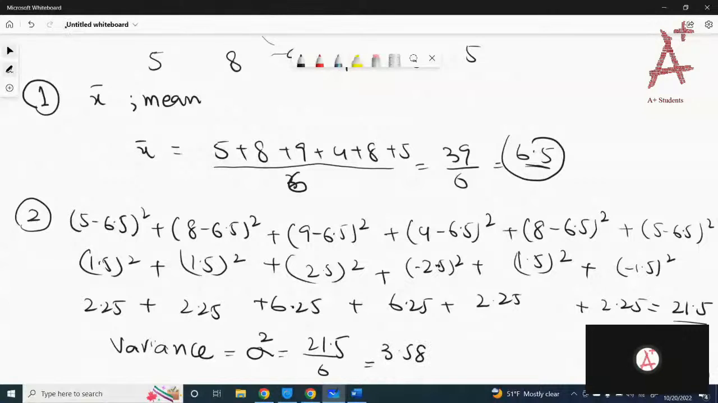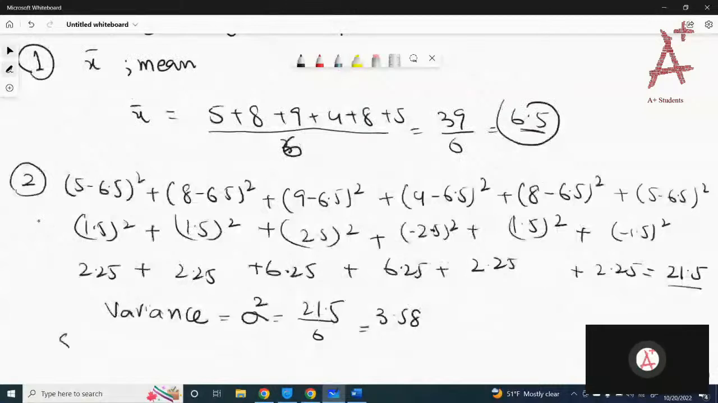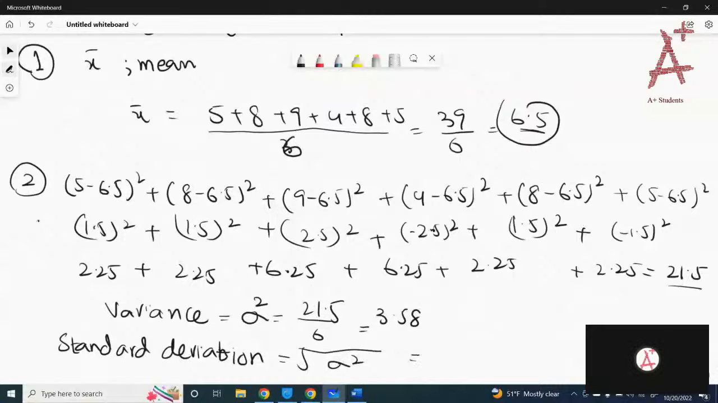Got it? Now you have to calculate the standard deviation. So for standard deviation, you simply square root the variance. Got it? And it would be square root of 3.58, which is 1.9. Got it? So this is basically the relation between the standard deviation and the variance.